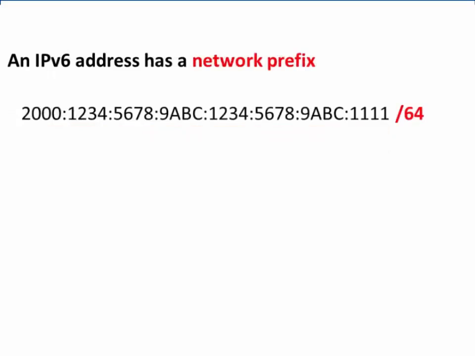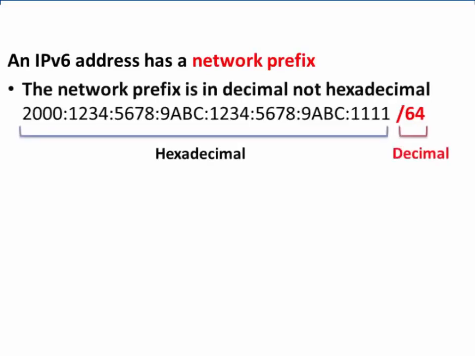An IPv6 address has a network prefix. In this address, the network prefix is /64. The network prefix is in decimal, not hexadecimal notation.